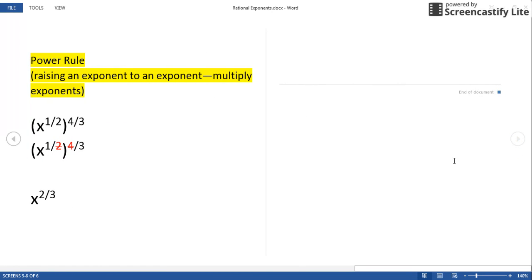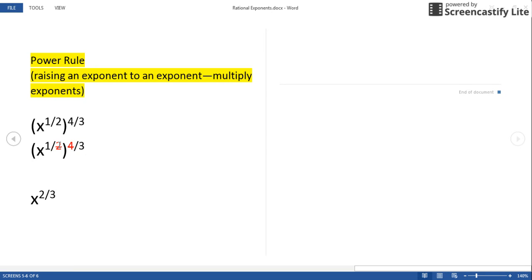And then the last rule that really matters to us for rational exponents will be the power rule. That's when we raise an exponent to an exponent. When that happens, we're supposed to multiply the exponents. So if we had x to the 1/2 raised to the 4/3 power, notice that the 2 denominator here and the 4 numerator there can be canceled out if we're doing multiplication. Any top and any bottom can cancel with multiplication.